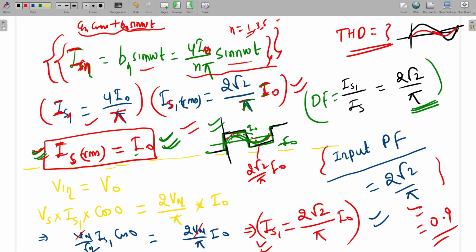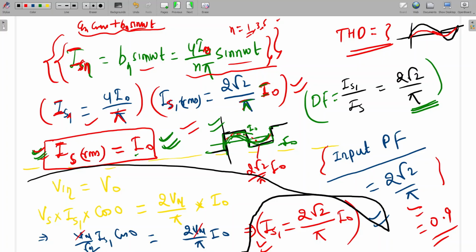So how can we derive this without knowing the Fourier equation? For any kind of converter, we can use this rule. Let's say we forgot this equation. How do we derive the source current I_S1? We can apply power balance: input power should be equal to output power. So we can write Vs into I_S1 into cos 0, and this should be equal to the output DC voltage into the DC output current.